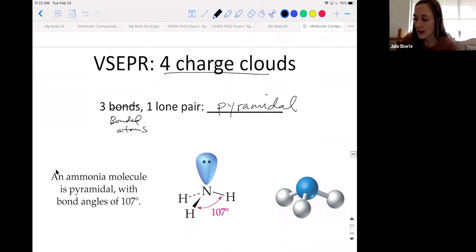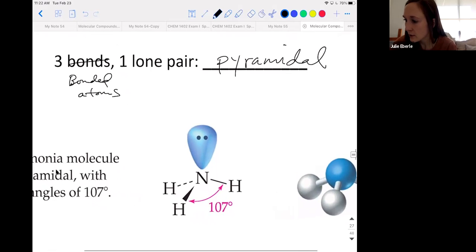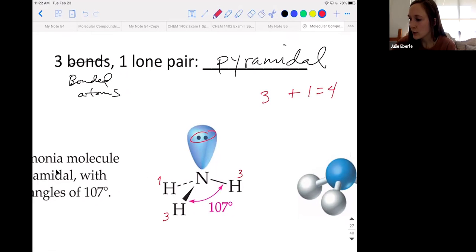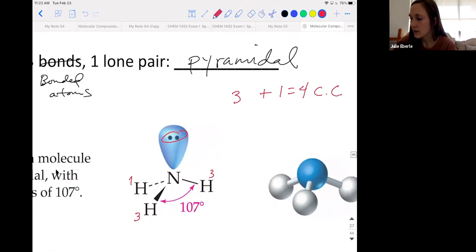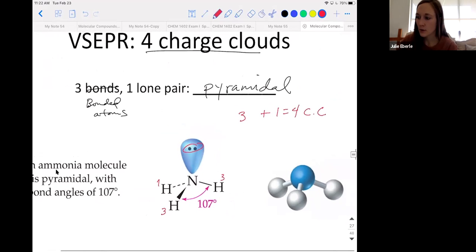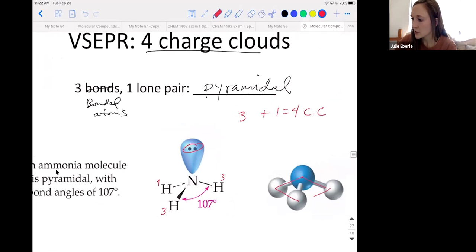Why? Because nitrogen here has 3 bonded atoms, 3 hydrogens, 1, 2, 3 atoms that are bonded to the nitrogen. So that'll be 3 plus, and here's the 1 lone pair. That adds up to 4 charged clouds. And that is the pyramidal. You can see when we look at the structure overall that we get this pyramid shape.